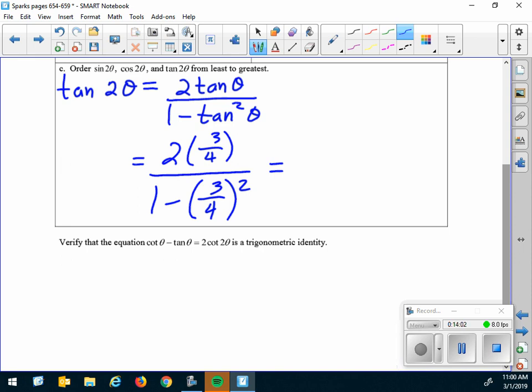Remember when a problem looking like that would scare you to death? Not this year, but like in previous life? Still scares you to death, huh? What's 2 times 3/4? 6/4 or 3/2. And then the denominator is 1 minus 9/16. How do we do that?